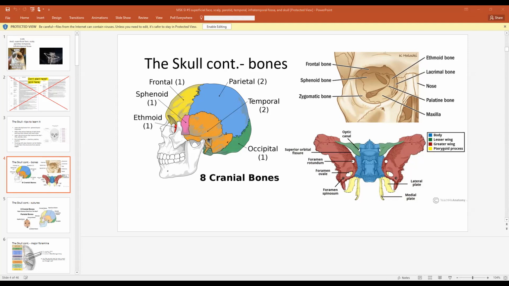The orbit is also another spot that they like to tag different things in, just because there's a lot in a little area. So understand the different areas of the orbit. Nose, then you've got the little tiny palatine bone. Maxilla makes up the base. Zygomatic is the lateral aspect. Ethmoid and lacrimal make up the medial aspect. Sphenoid is posterior and frontal is superior.